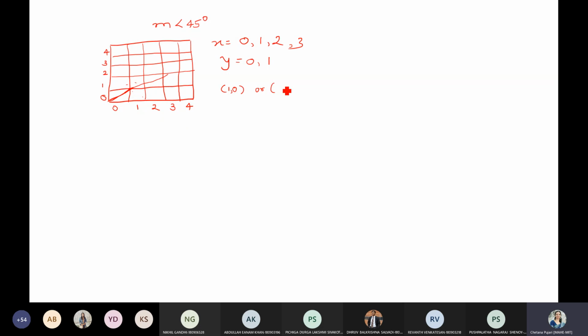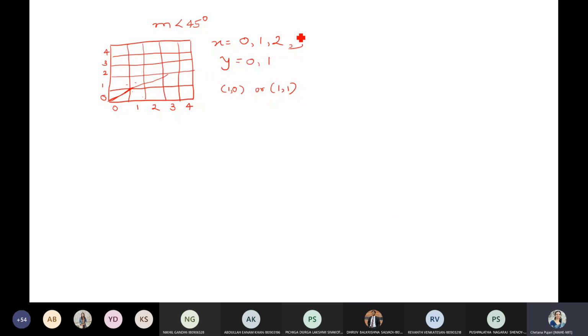It is 1, 1. So in this case, your line may be passing through 1, 0 or 1, 1. So here we have to decide whether I have to consider 1, 0 or I have to consider 1, 1. You need not worry about x, right? Because x is always incrementing, initially 0, then 1, then 2 and 3. For y, you will have an initial value. For the next value, maybe you have to consider the higher value of y, or you continue with the same value.